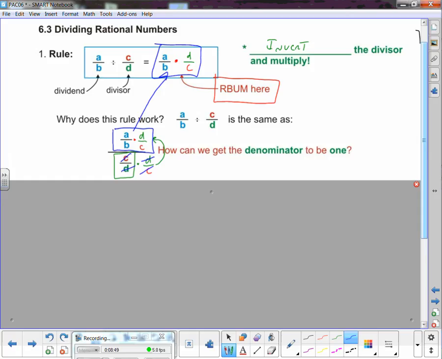That's why the rule works. The rule is a shortcut to doing it this way. That's all it is. It's a shortcut to doing really what the division is: dividing top and bottom by the inverting of the divisor. Because the bottom is going to be 1, we can just disregard it and only worry about the top. It's a shortcut to doing this. So that's why the rule works.